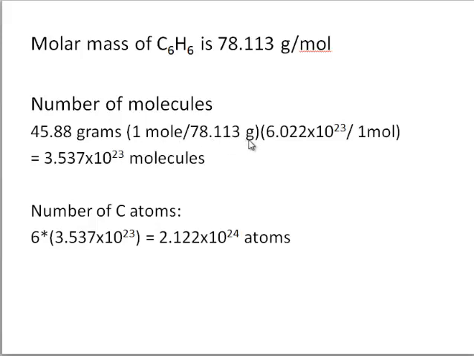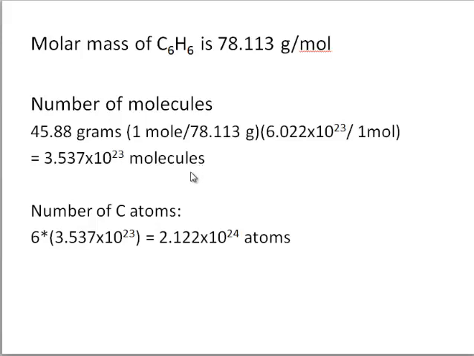If we have moles of benzene, remember that a mole of whatever we're counting is 6.022 times 10 to the 23rd. So, with this, I can convert from moles to molecules. Okay, so again, start with grams, convert from grams to moles with this conversion factor, convert from moles to molecules with this factor, and there are 3.537 times 10 to the 23rd benzene molecules.